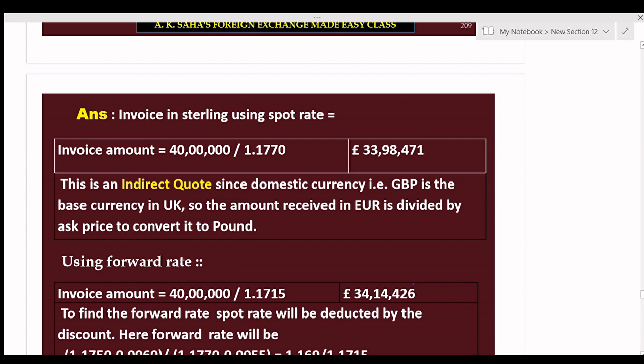Now the invoice in sterling using the spot rate. The invoice amount is 4 million euro, that is 40 lakhs euro, divided by 1.1770, that is equal to 33,98,471 pound. Since it is an indirect quote, that is the domestic currency is the base currency and the quote currency is the foreign currency, euro is divided by the spot price to convert it to pound.